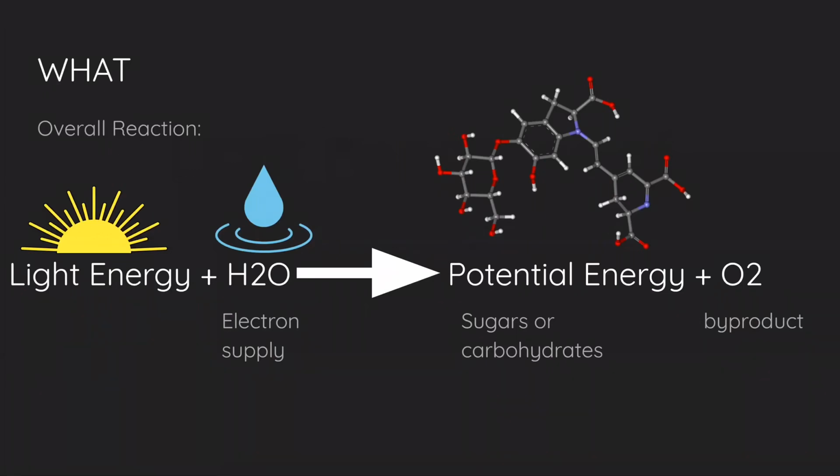In the light reactions of photosynthesis, what basically occurs is the transformation of sunlight or solar energy into chemical energy. So it begins with light energy and water, and the hydrogens in the water supply the reaction with the electrons necessary. The end result is potential energy in the form of sugars and oxygen as a byproduct.